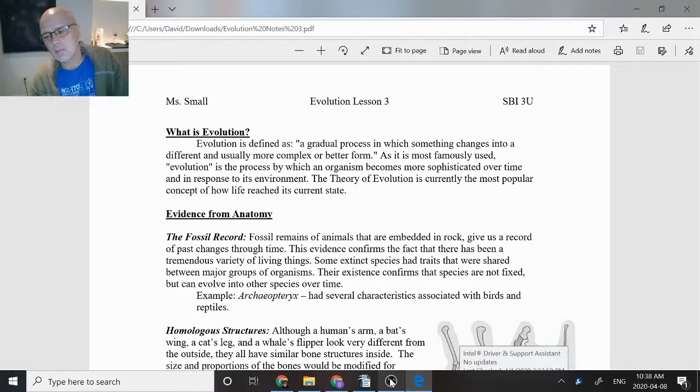So, a little quick review. What is evolution? Gradual change over time. You could say that organisms evolve or adapt to their environment, and as the environment changes, so do they. What evidence do we have for this kind of gradual change or adaptation in organisms? We have evidence in 4 different areas.